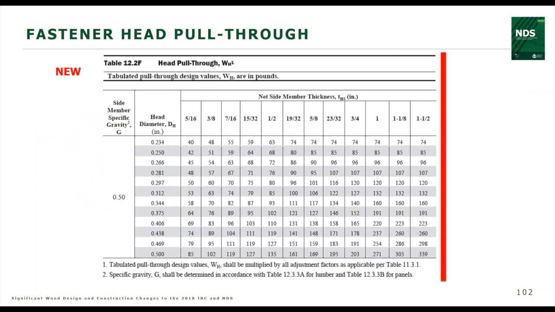And as we saw with our other limit states, we do have a tabulated solution to our equation. So we added a new table here, table 12.2F, that reflects the fastener head pull-through capacities.